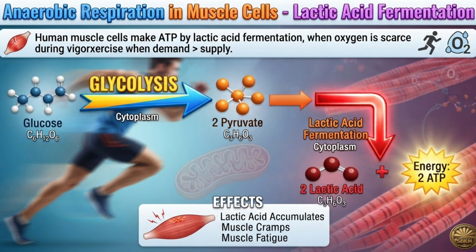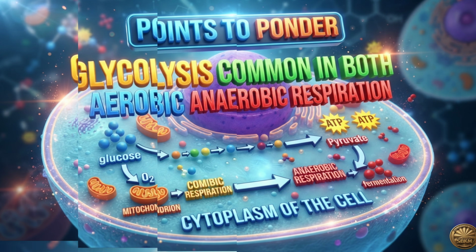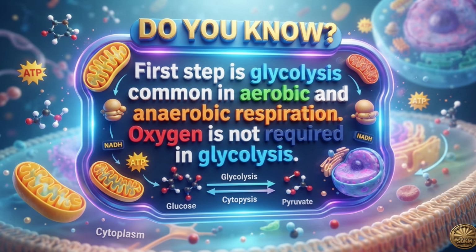1 glucose gives rise to 2 pyruvate in the presence of glycolysis. 2 pyruvate gives rise to 2 lactic acid plus energy, 2 ATP. Points to ponder. Glycolysis, common in both aerobic and anaerobic respiration, occurs in the cytoplasm of the cell. Do you know? First step is glycolysis, common in aerobic and anaerobic respiration. Oxygen is not required in glycolysis.